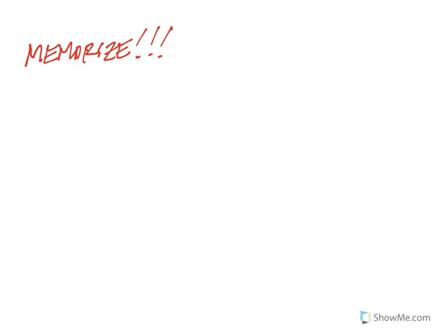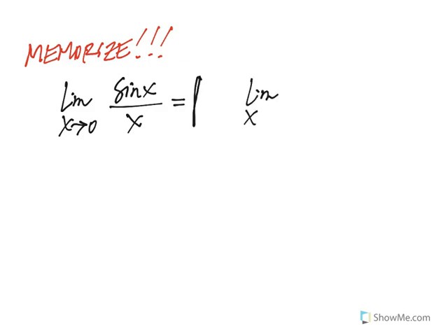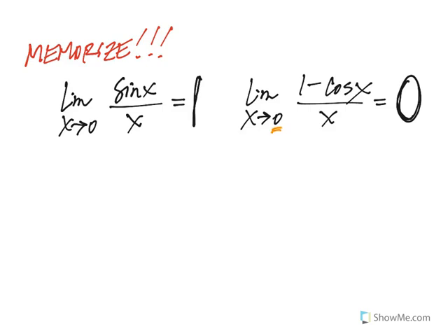So memorize these 2 formulas. You can use these formulas throughout the rest of the year in this class. And here's one. The limit as x goes to 0 of the sine of x over x is always equal to 1. The limit as x goes to 0 of 1 minus the cosine of x all over x is always equal to 0. By the way, it's really important that x go to 0 for these to be true.